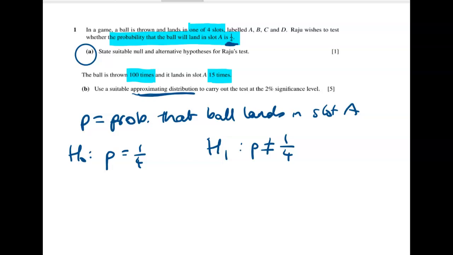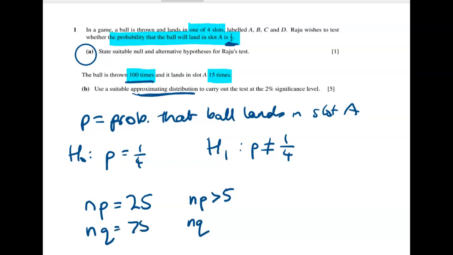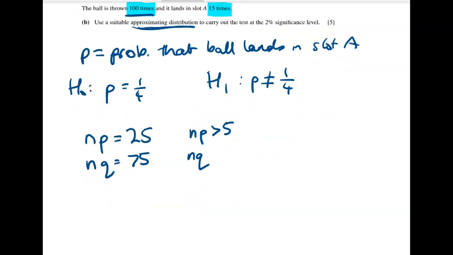So let's have a look. If we throw the ball 100 times, then we've got NP is equal to 25, and we've got large N. So this is the situation where NP is bigger than 5, and NQ is also bigger than 5. So NQ is going to be 75. What we need to have here is we're going to use a normal approximation.